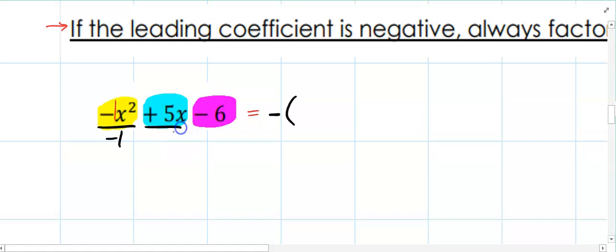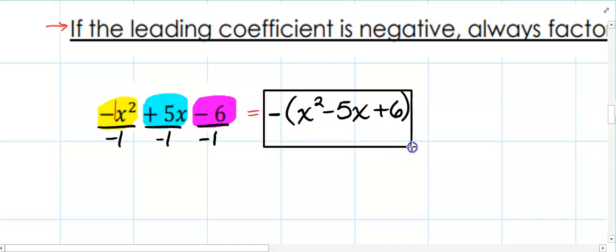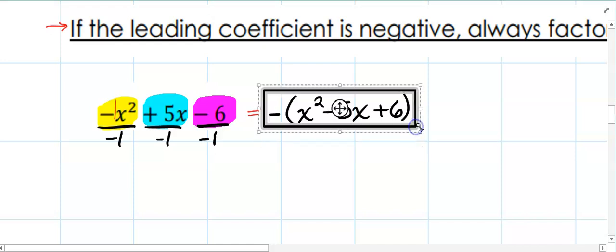In other words, we're going to divide each of these by a negative 1. So the negative x squared becomes positive x squared. The positive 5x becomes negative 5x. And the negative 6 becomes a positive 6. This is as simplified as we can go right now.